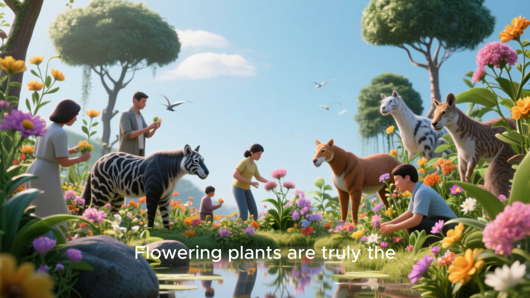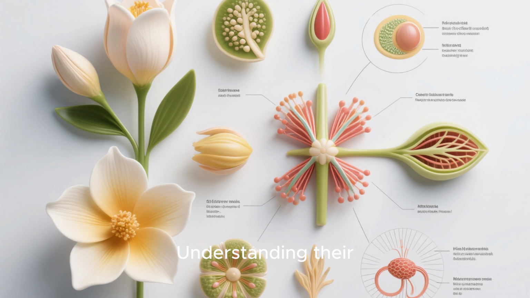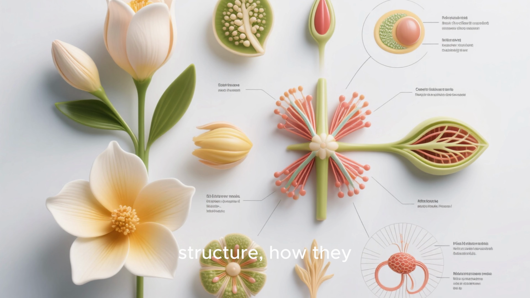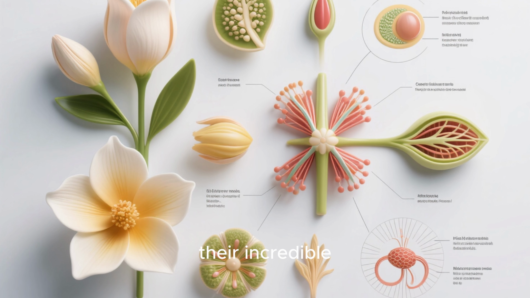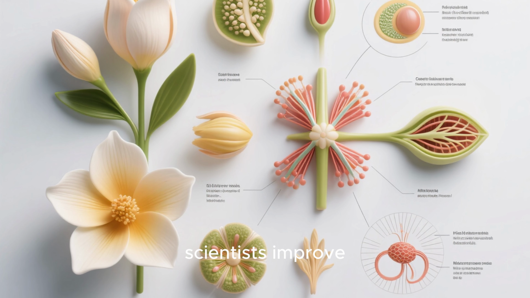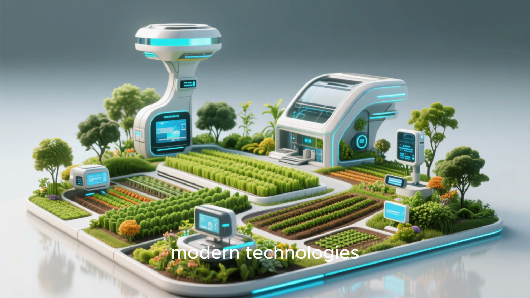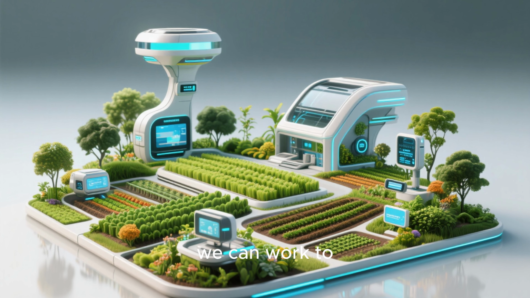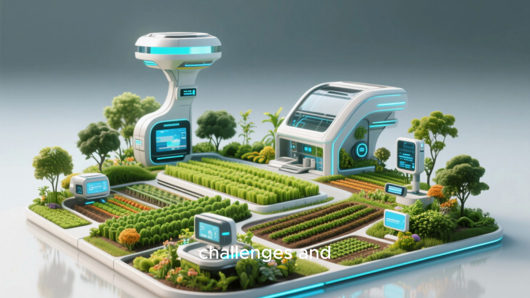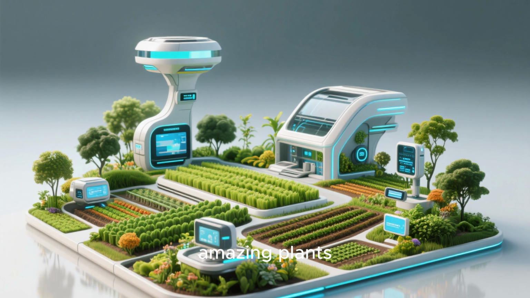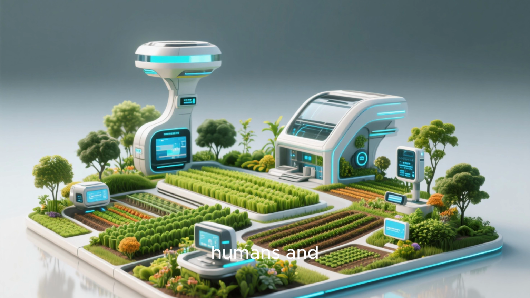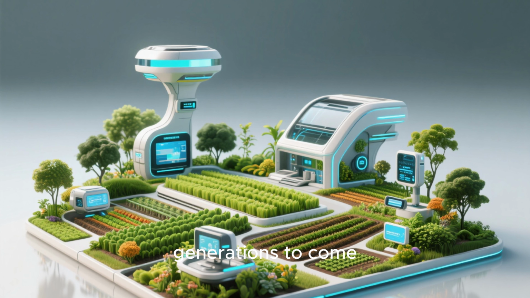Flowering plants are truly the backbone of life on Earth. Understanding their structure, how they reproduce, and their incredible diversity helps scientists improve our crops and preserve biodiversity for the future. With the help of modern technologies, we can work to overcome environmental challenges and ensure these amazing plants continue to support humans and ecosystems for generations to come.